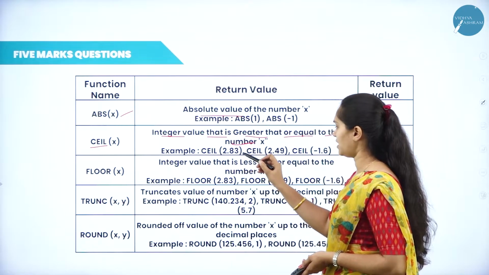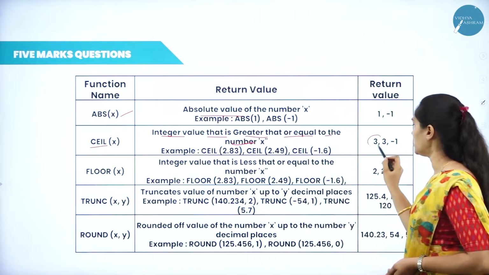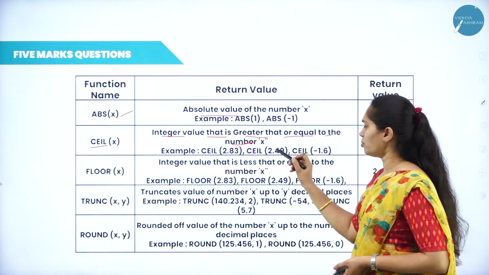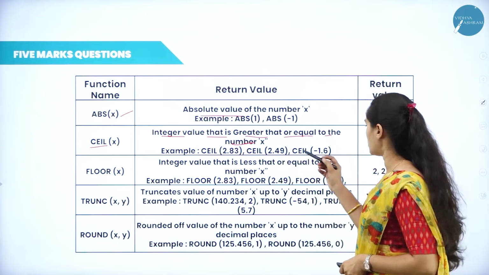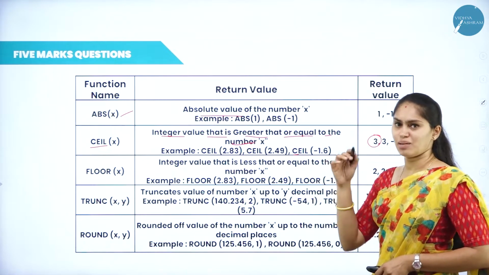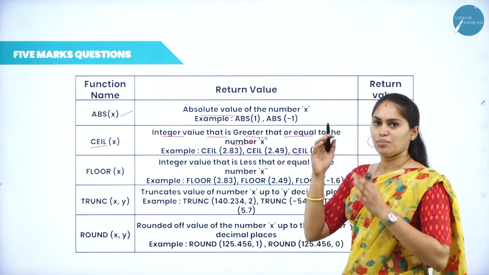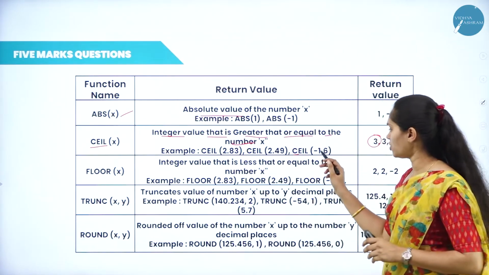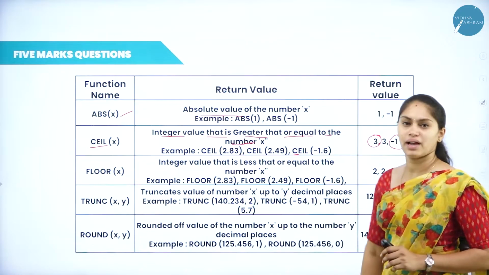If it is 2.83, then the result will be 3. If it is 2.49, then the result will also be 3 only. For ceil of minus 1.6, which is greater, minus 1.6 or plus 1.6? If I wanted to do that, I must take minus 1.